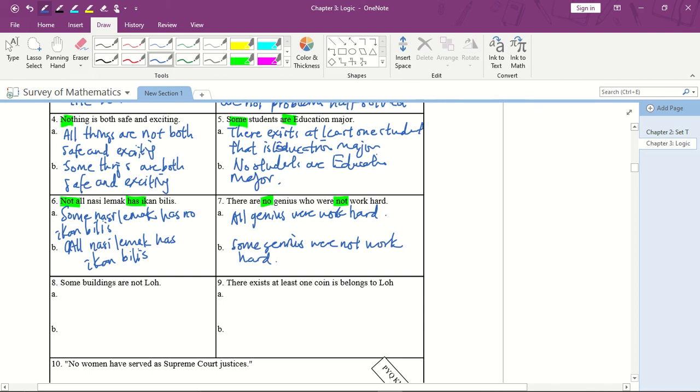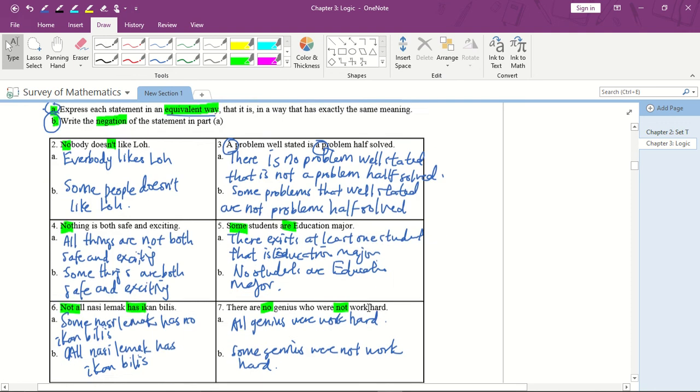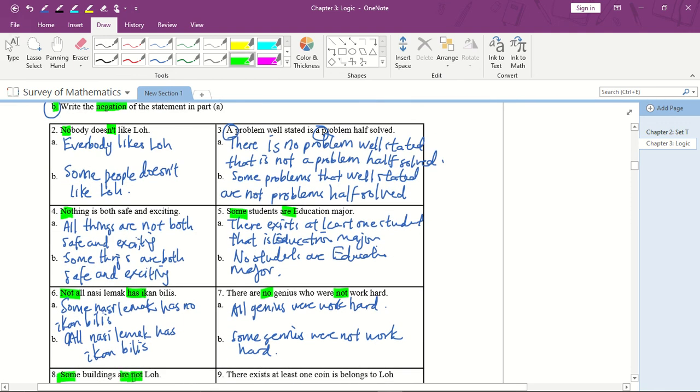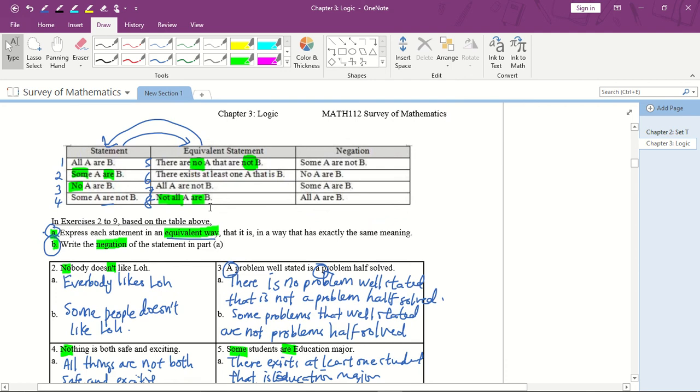Okay, and now let's continue with a few more questions. Some buildings are not law. So some buildings do not belong to law. Some, not. Okay, some are not. So look at here, let me just highlight the R. Some are not. Now try to think which one it belongs to, one to eight. So I believe that you got it. And yes, it is number 4. Some buildings are not law.